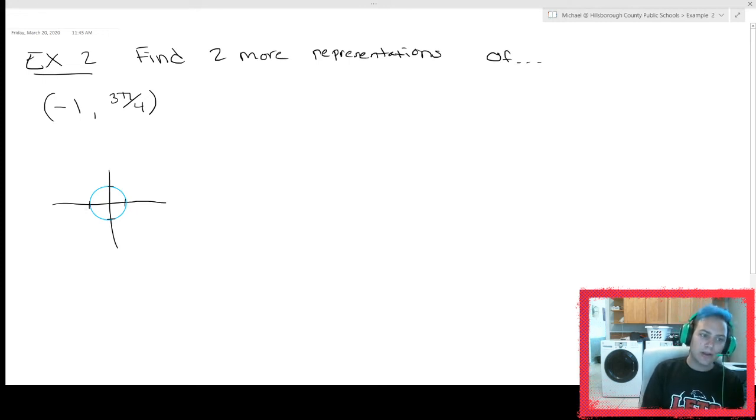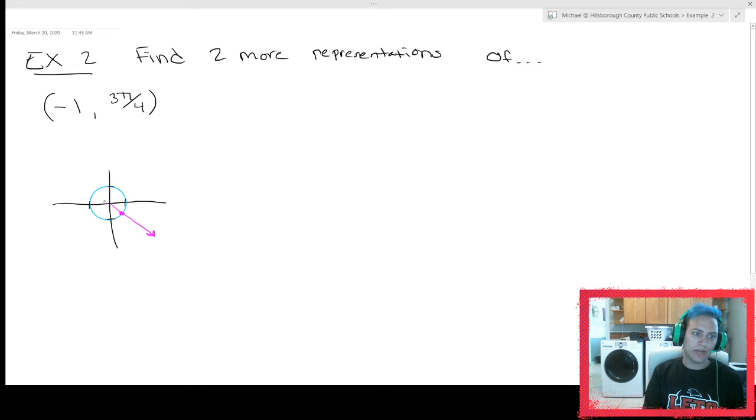And again, I'm going to go 3 pi over 4, so we know that we're going to move in the counterclockwise direction. That's going to be this direction. So this is 1 pi over 4, 2 pi over 4, 3 pi over 4. So I know it's going to be right there.